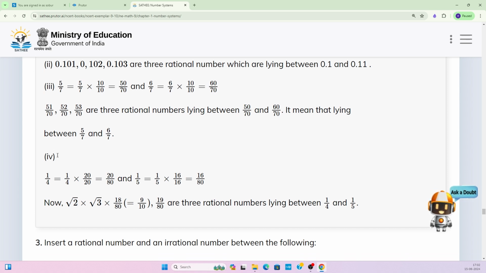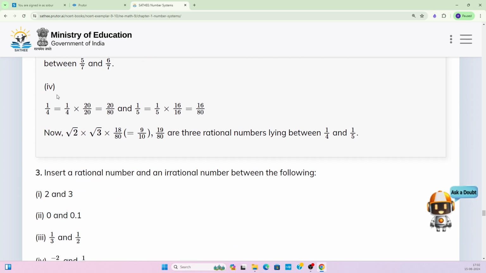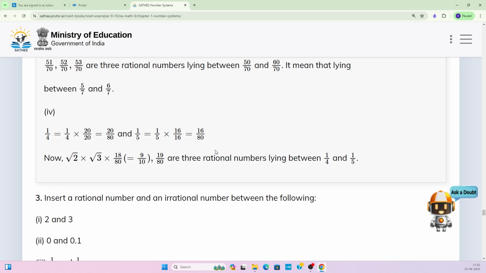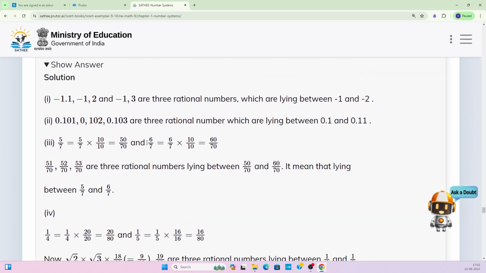Okay, and in the fourth one we have to find the rational numbers between 1 by 4 and 1 by 5. So 1 by 4 can be written as 1 by 4 into 20 by 20, that is equal to 20 by 80, and 1 by 5 can be written as 1 by 5 into 16 by 16, that is equal to 16 by 80. Now the rational numbers between these two numbers are 17 by 80, 18 by 80, 19 by 80. Okay, these are rational numbers between 1 by 4 and 1 by 5.